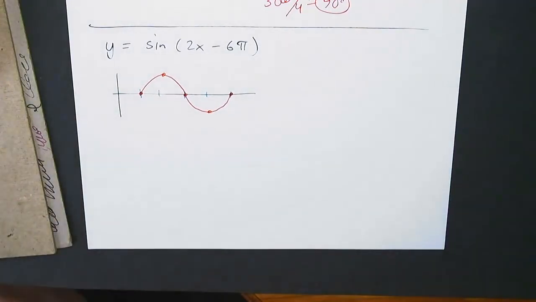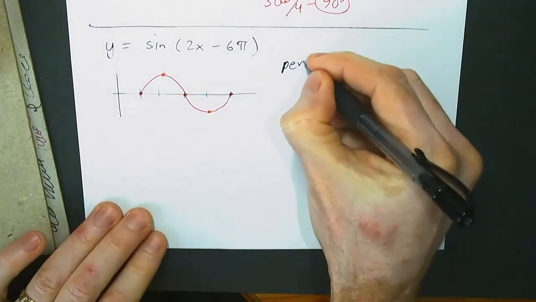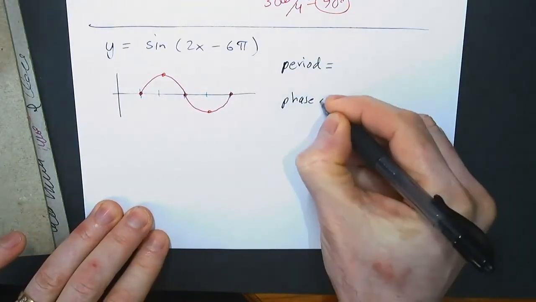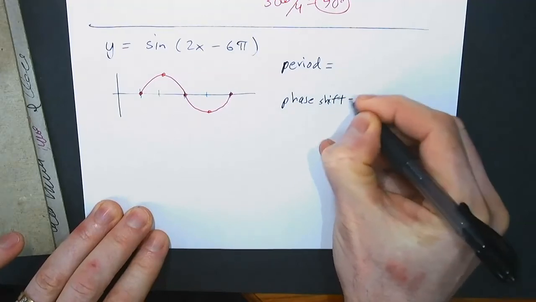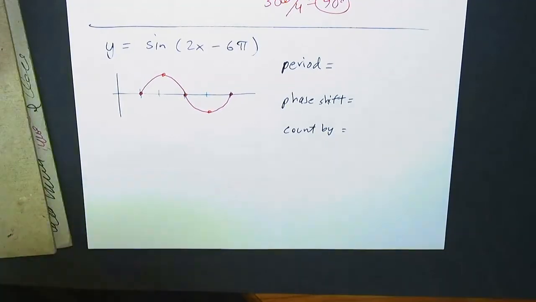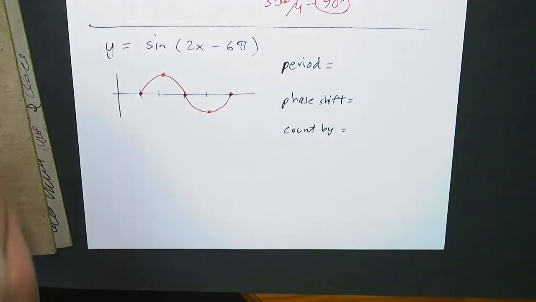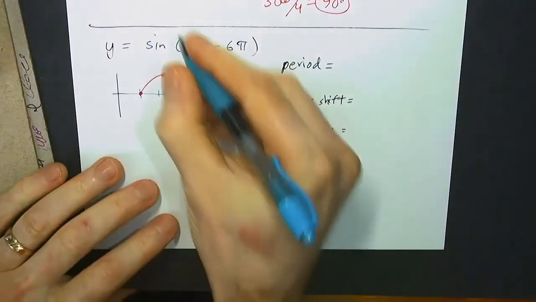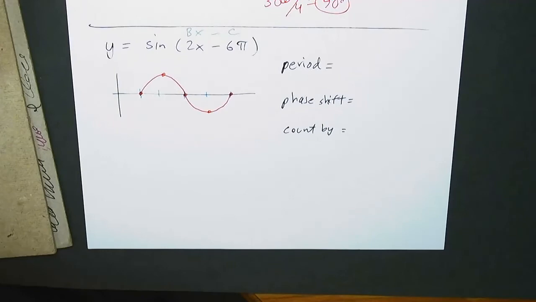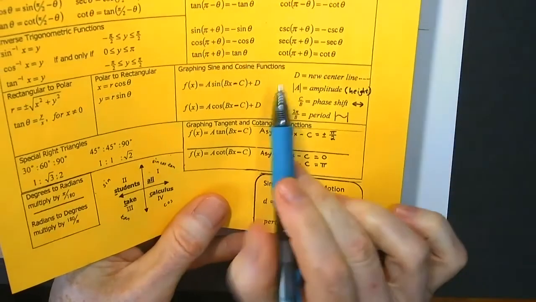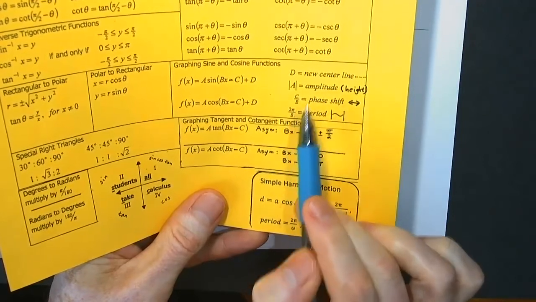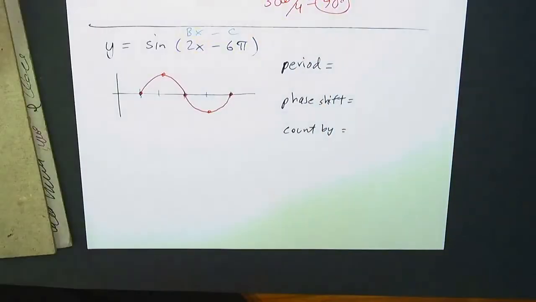Okay, so I'll give you a moment. Can you do it? I want you to find the period, find the phase shift, and what are you going to count by? Okay, remember this is bx minus c. Look at your yellow sheet. Bx minus c. The period, 2 pi over b. The phase shift, c over b.